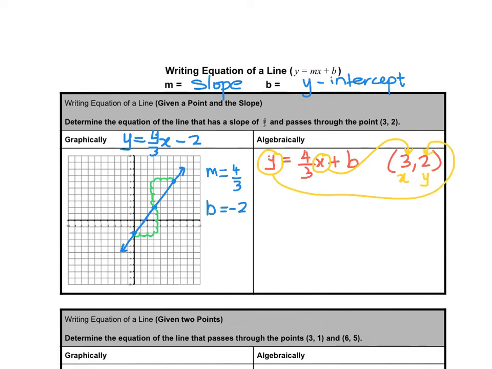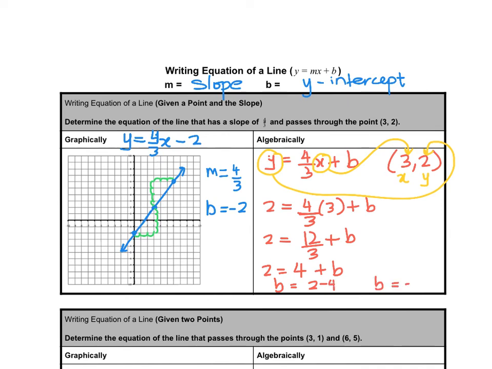So using that, what will we get? So we will have 2 equals 4 over 3 times x, which is 3, plus b. So now let's simplify and solve for b. This becomes 2 equals, multiply the numerator and multiply the denominator. So this becomes 12 over 3. 4 times 3 is 12, divided by 3, plus b. So we will have 2 equals 12 divided by 3, which is 4, plus b. And so from here, b equals 2 minus 4. That makes b equals negative 2.